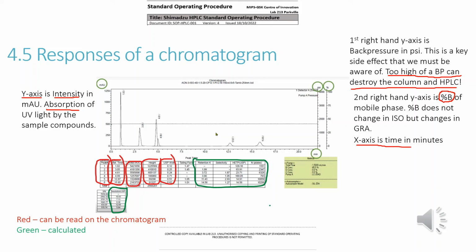And here circled in red are responses which can be read on the chromatogram, such as number of peaks, retention time, AUC, and width. And circled in green are those that are already calculated, so retention factor, selectivity, HETP, number of plates, and resolution.